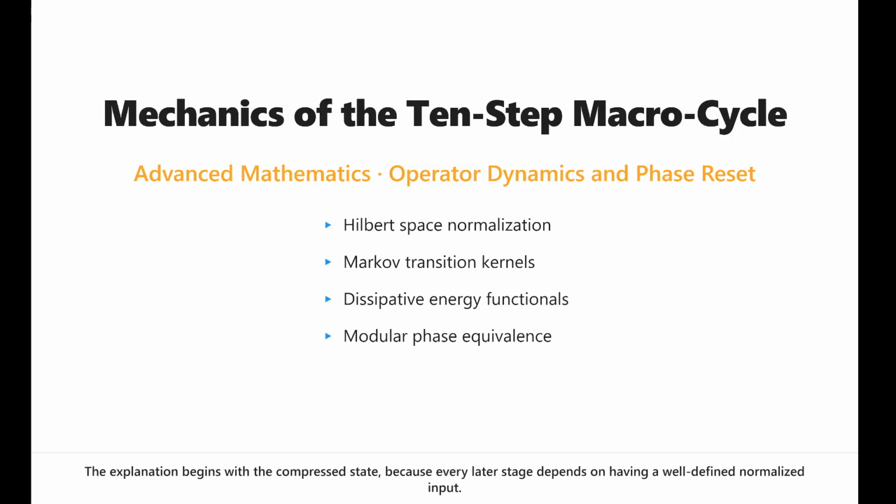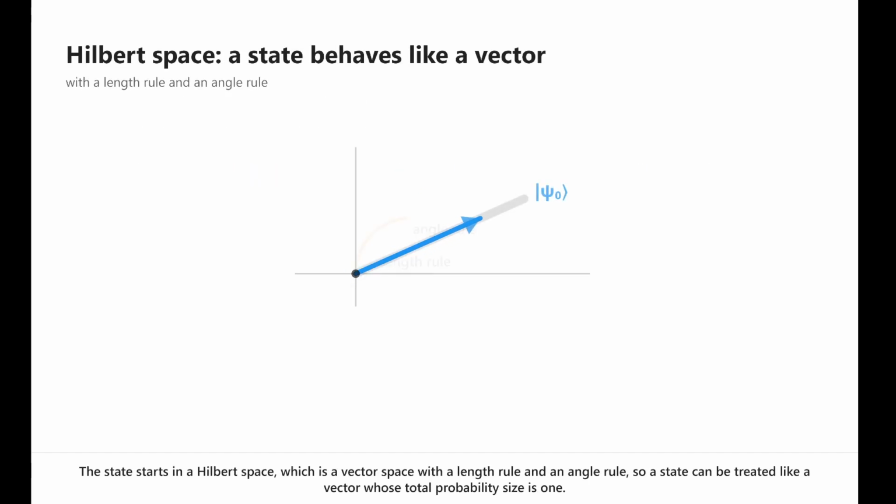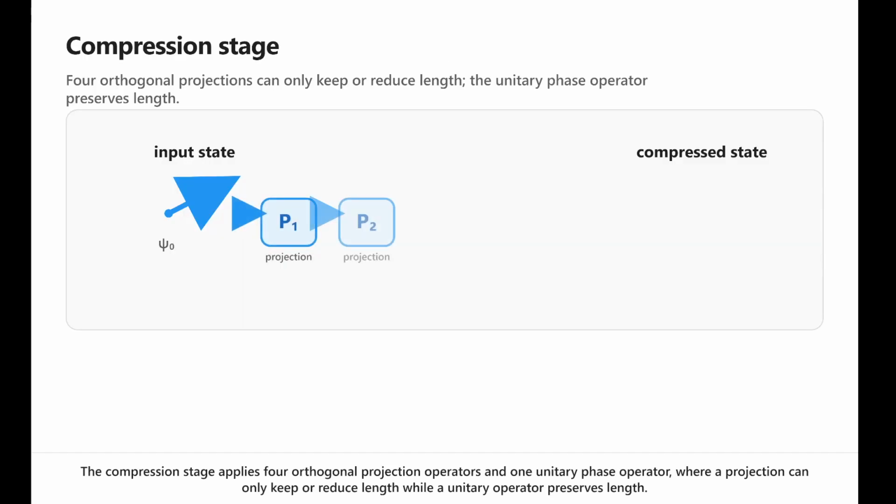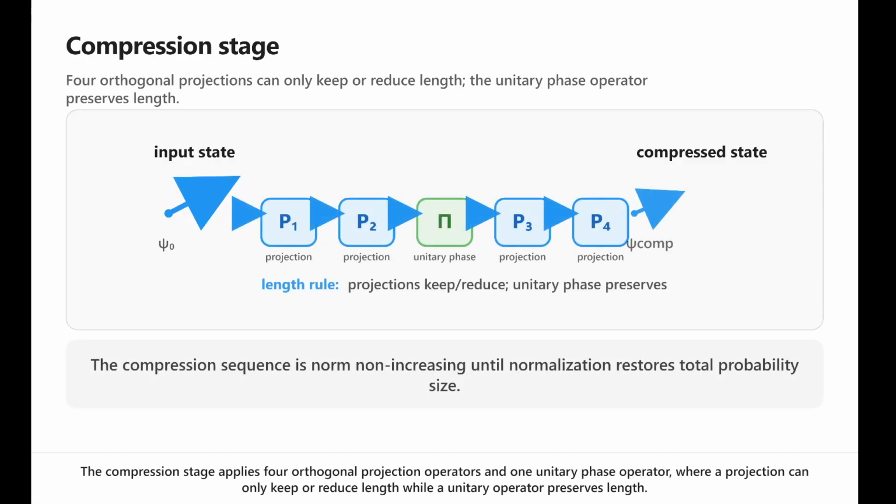The explanation begins with the compressed state, because every later stage depends on having a well-defined normalized input. The state starts in a Hilbert space, which is a vector space with a length rule and an angle rule, so a state can be treated like a vector whose total probability size is 1. The compression stage applies 4 orthogonal projection operators and 1 unitary phase operator, where a projection can only keep or reduce length while a unitary operator preserves length.